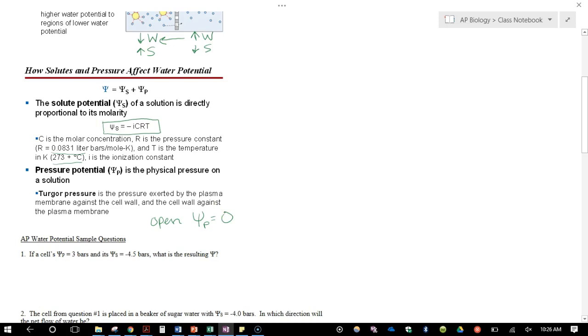However, within a cell, you have something called turgor pressure. And this is going to be in cells with cell walls, because you have that physical barrier. So in cells with a cell wall, you're going to have pressure exerted from the plasma membrane against the cell wall and the cell wall against the plasma membrane. So you can only fill up that cell so much. In an animal cell, essentially, if you get too much water rushing into an animal cell, the cell will lyse. So we really don't get the turgor pressure the same way we do in a plant cell or another cell with a cell wall. So that's just something to consider.